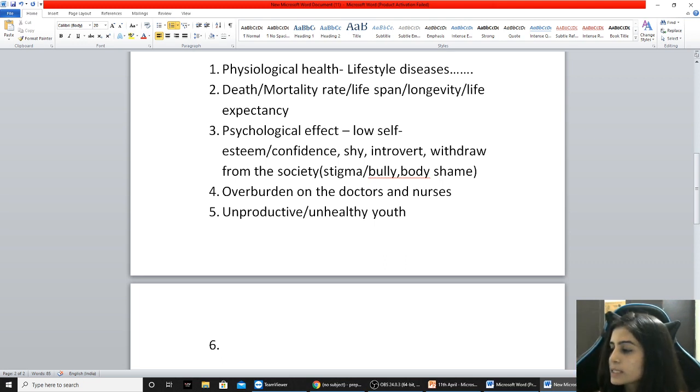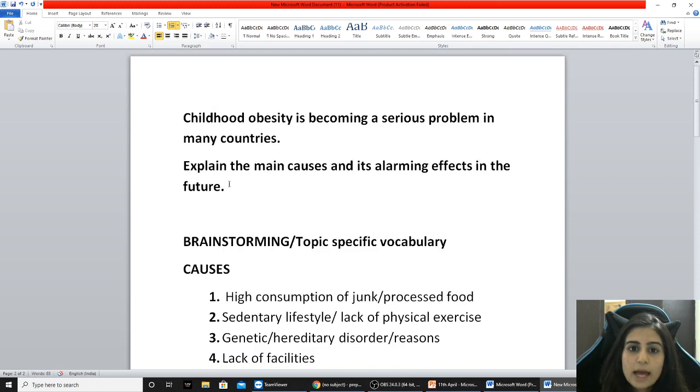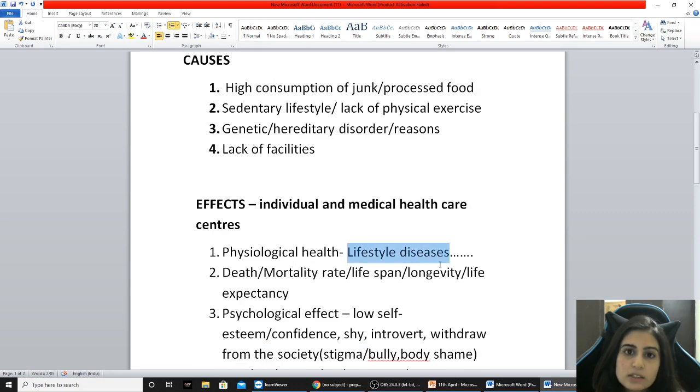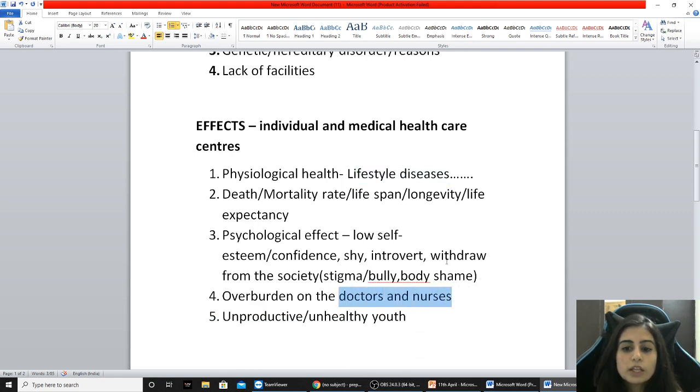Okay, so Vinesh is asking how can obesity in children lead to burden on doctors and nurses? So basically, if a child is overweight, and the question says that childhood obesity is becoming a serious problem in many countries, so it's increasing. And if the child is overweight, then eventually in their future, they will be prone to a lot of lifestyle diseases. So if they're prone to lifestyle diseases, they will end up being a burden on doctors and nurses because they would keep on visiting the doctors and nurses for heart issues, for diabetes, for blood pressure or hypertension. So all these issues and visits to the doctors would increase the burden on them.